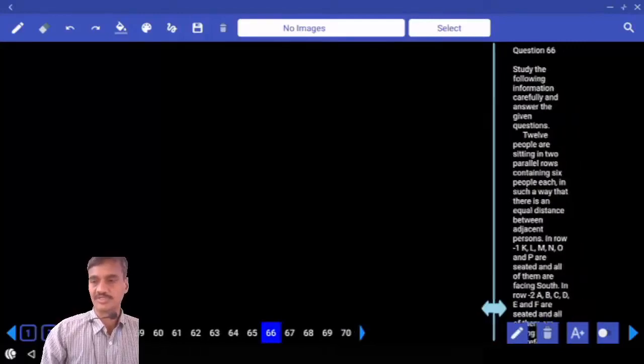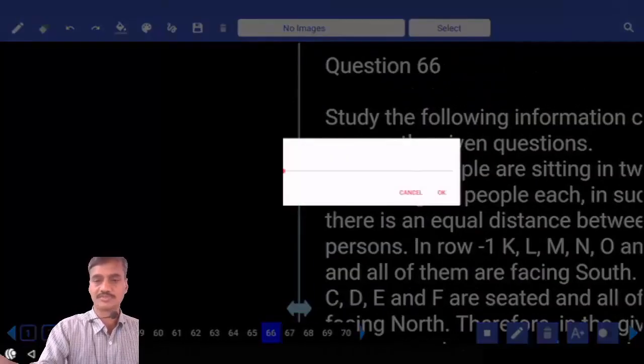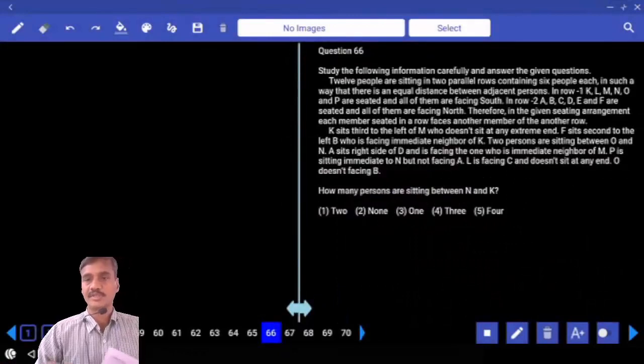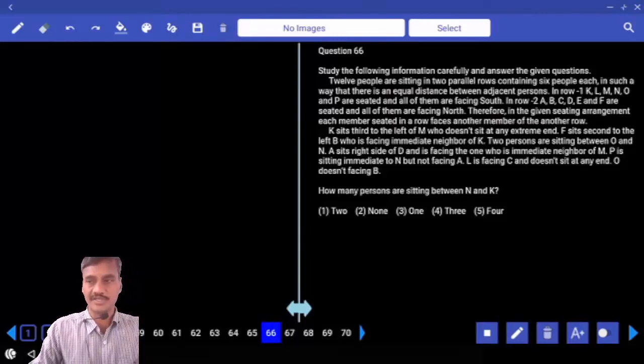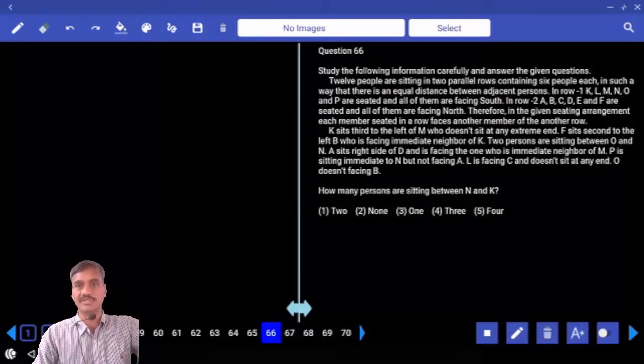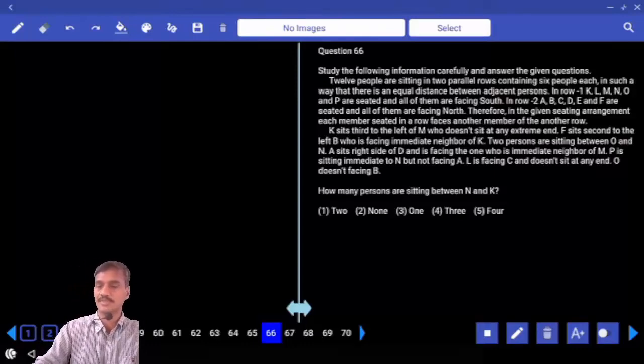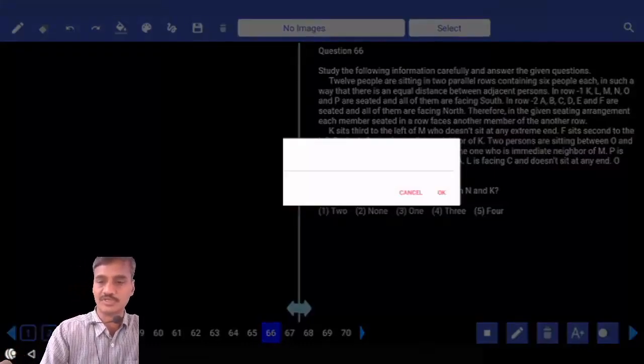Now 12 persons are there, they are seated in two parallel rows. And what are the rows we have? In row 1, K, L, M, N, O, and P, and all the persons are facing towards south. And in the other row, second row, A, B, C, D, E, and F, they are facing towards north.